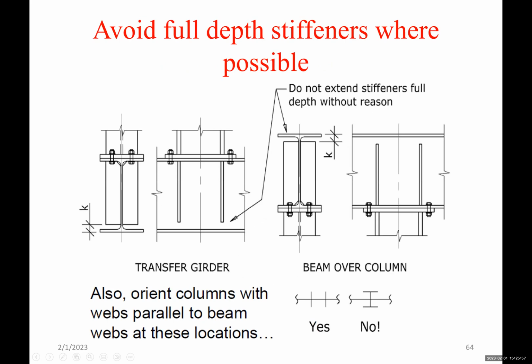Avoid full depth stiffeners where possible. Here we have, for example, a beam coming into a column. We need stiffeners here to strengthen the web. To transfer the load, we don't need to extend these stiffeners all the way down. Because if you extend them down, you have to cut them to fit the fillet, the curve of the web, so there's no need for that. And here, the same thing from the bottom to top.